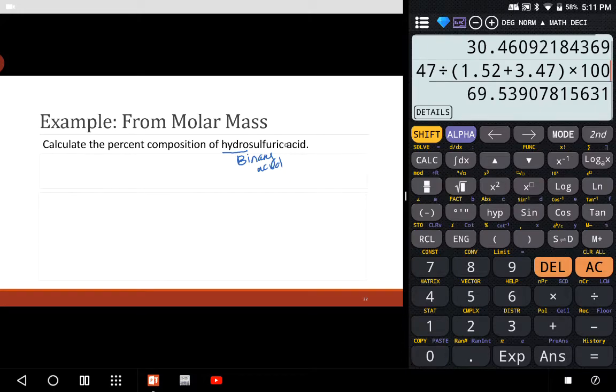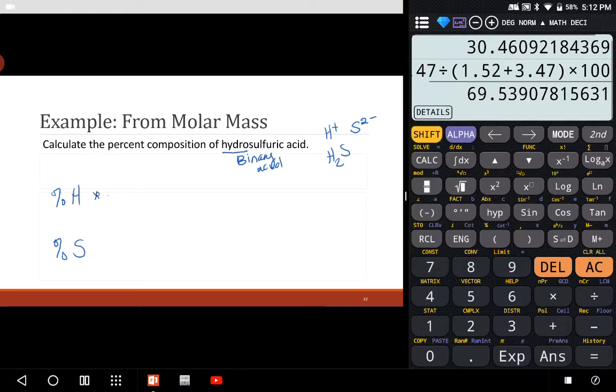So I'm going to need sulfur. Sulfur forms 2 minus ions. And so I'm going to need 2 hydrogen ions to make that neutral. So my chemical formula is H2S. So now I can calculate the percent due to hydrogen and the percent due to sulfur.